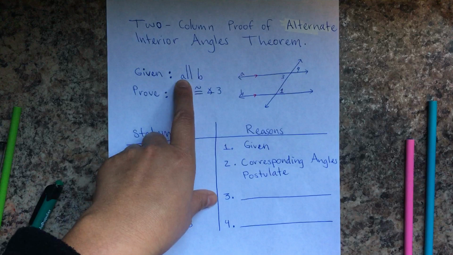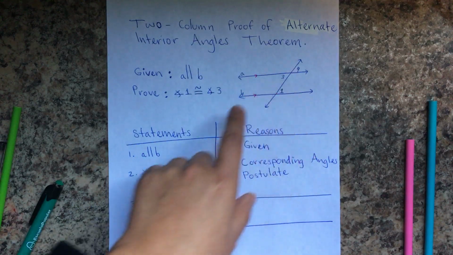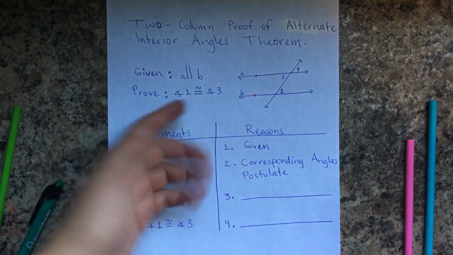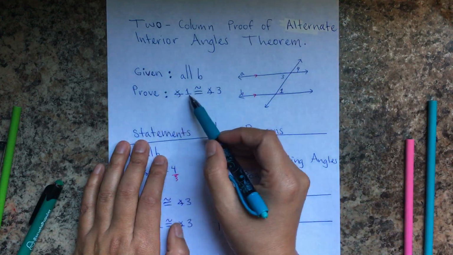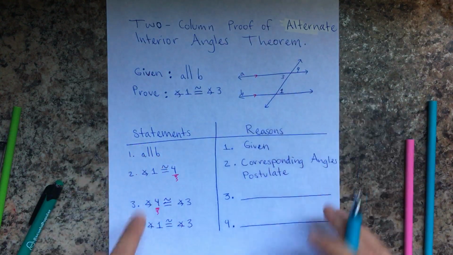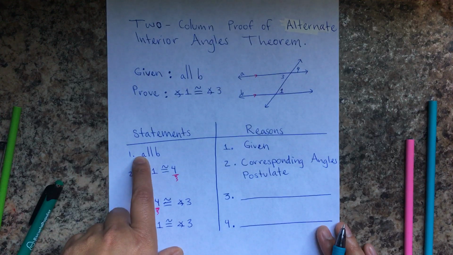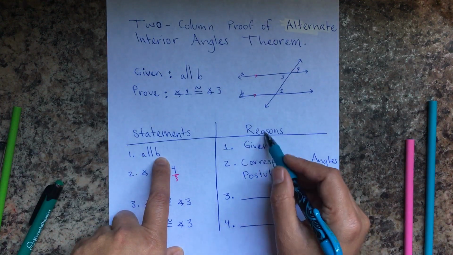Given, they're telling us that line A is parallel to line B. And I guess with a transversal, but it doesn't have a name. And we're proving that angle 1 is congruent to angle 3. Okay? So, the statement is line A is parallel to line B. Reason? Given.